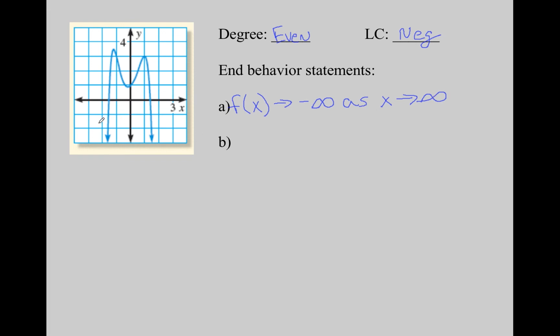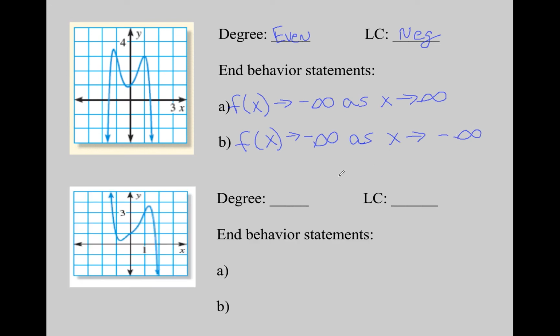Let's take a look at the left hand side. What's happening to your y's there? Arrow is still going down, so your y's are approaching negative infinity as your x approaches negative infinity. Okay, the right hand side is always going to look like this, left hand side is always going to look like this.